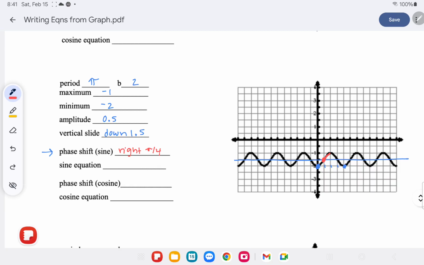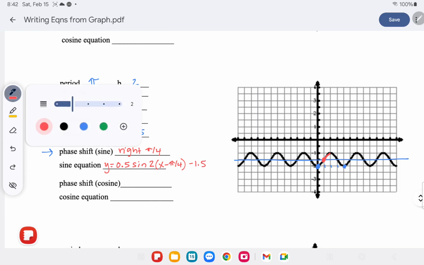So now we're going to put it all together. So y equals amplitude, and it's positive because we went up first, sine of b, which is 2. Our phase shift is right pi over 4. And our vertical shift was down 1.5.